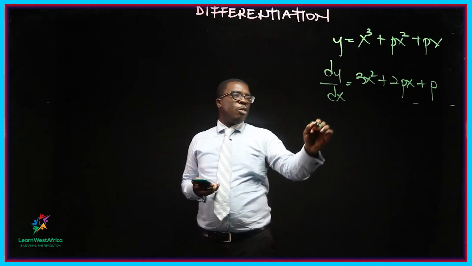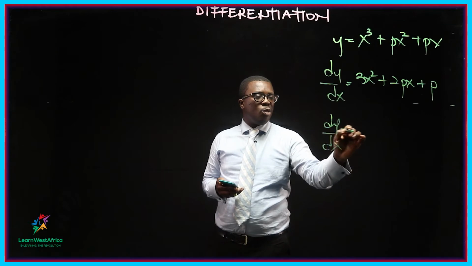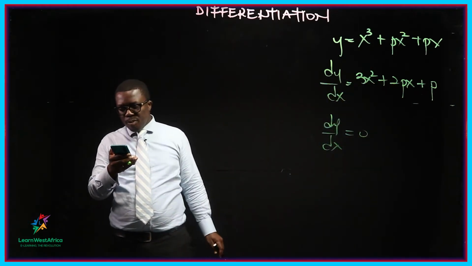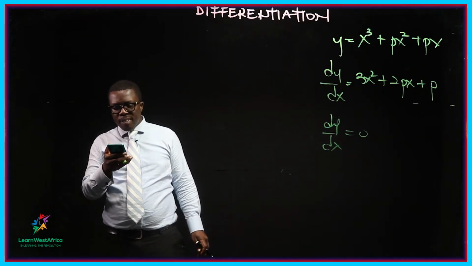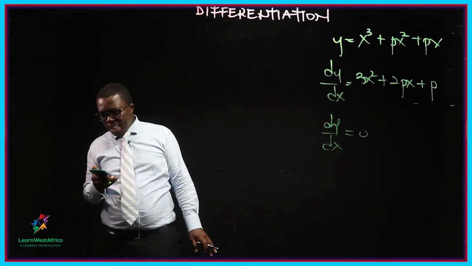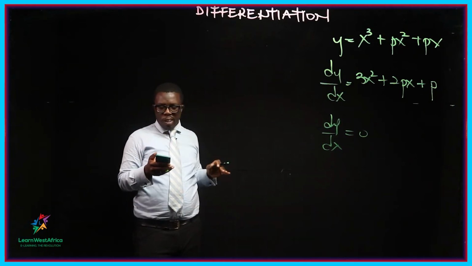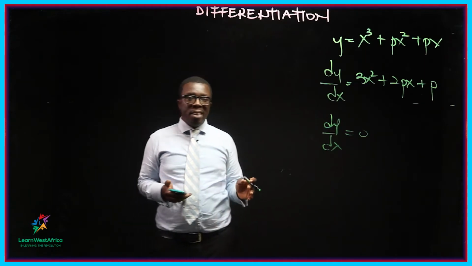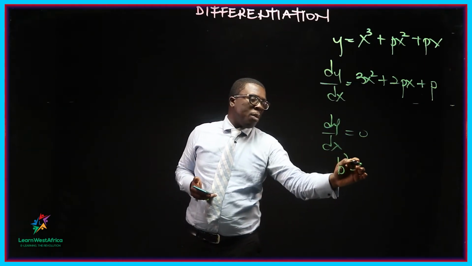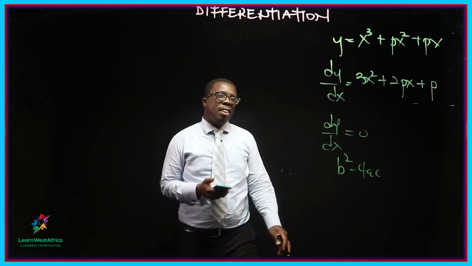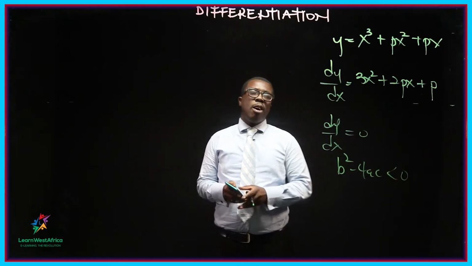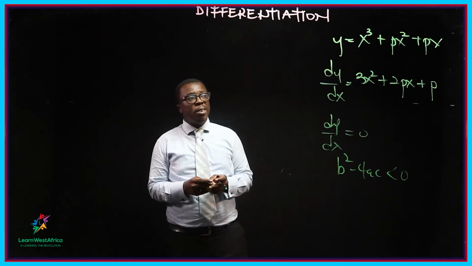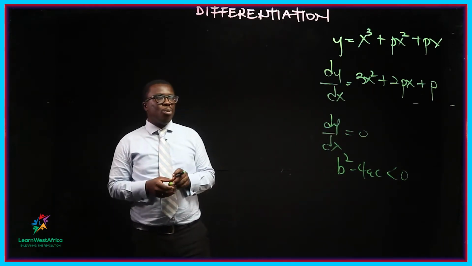So for our stationary point, we're going to say that our dy/dx should be equal to 0, which means that we equate that to 0. Now when you do that, we are saying that it has no stationary point. So what we simply want to mean is that our b squared minus 4ac should be less than 0. Our determinant should be less than 0. Then if it's less than 0, it means that the quadratic has no solution.